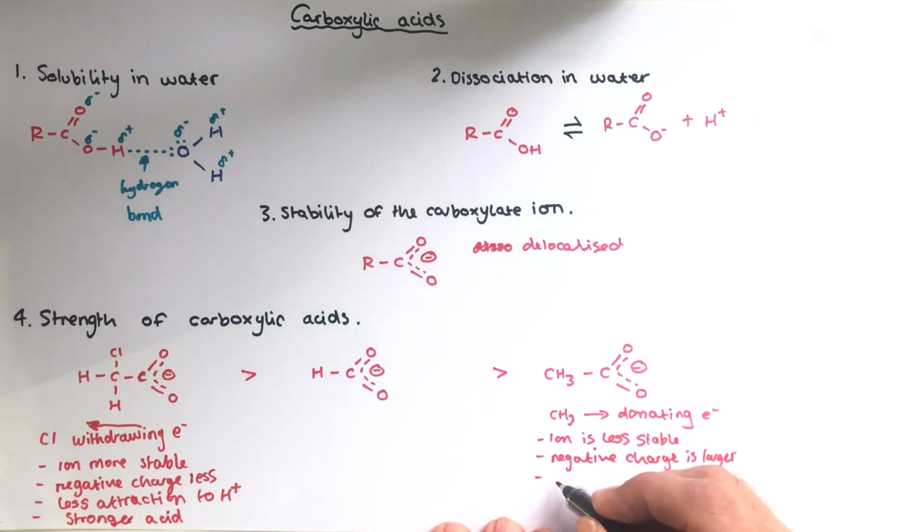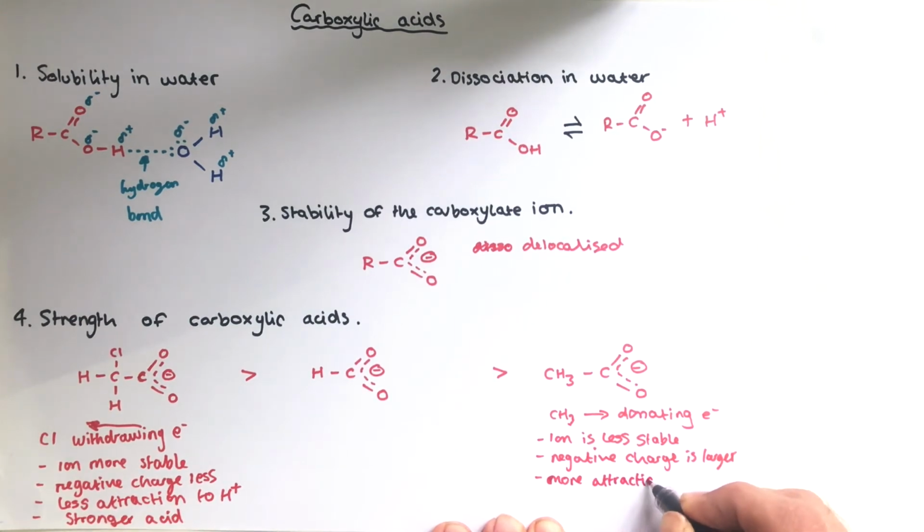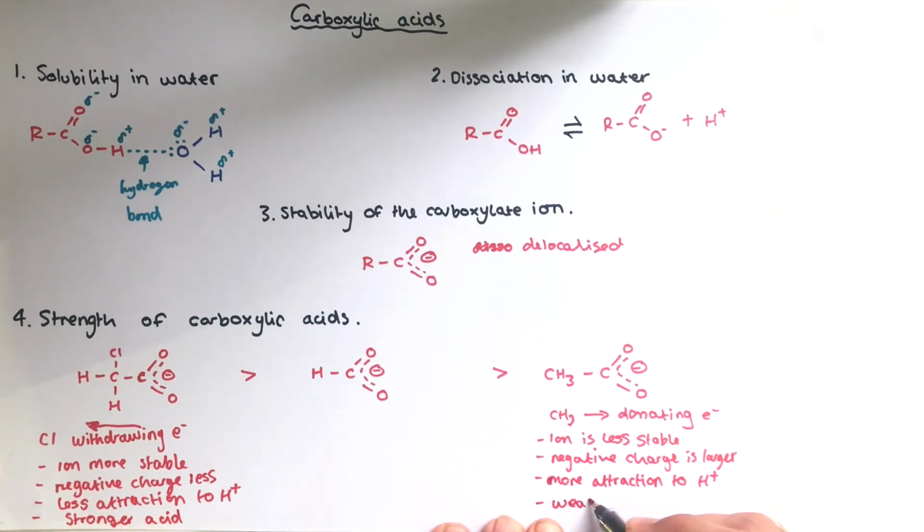Therefore, there's greater attraction, so more attraction to H+ ions. And therefore this is going to be a weaker acid because it's less able to lose these H+. It's less stable, so it's more attracted to the H+.